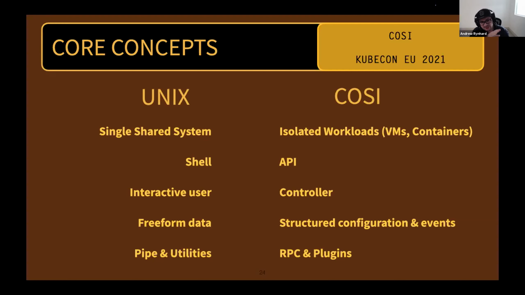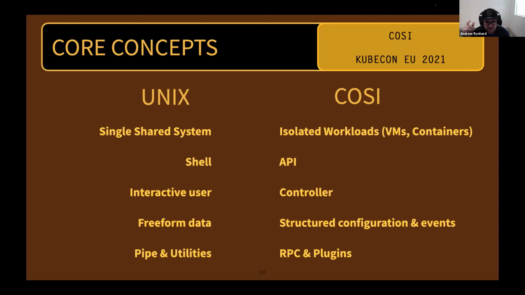We've set up something here on the left, which is the more traditional way of thinking about Unix. And I want to be very clear about this, we're not necessarily trying to replace Unix. We actually look at COSI as an evolution of Unix. So on the left here, we have the traditional way of thinking about it, and the way that we're thinking about it in the context of COSI.